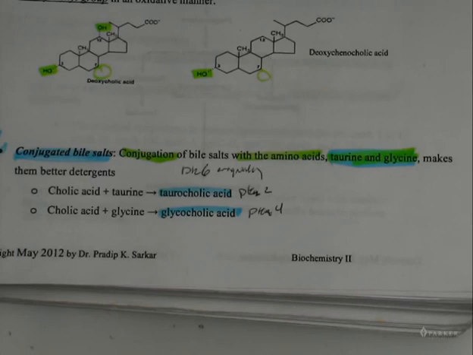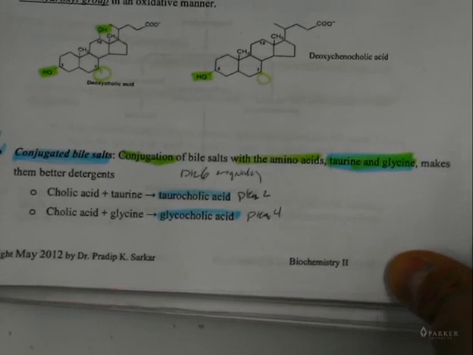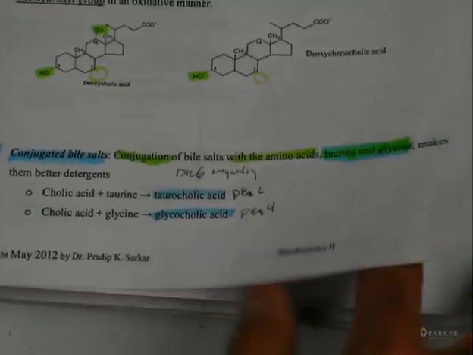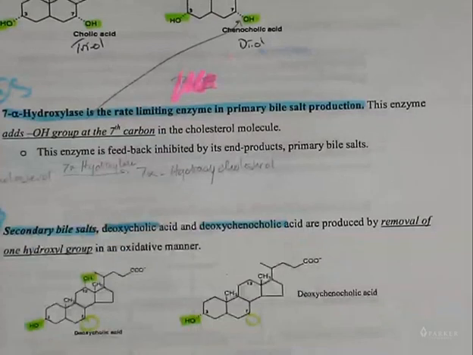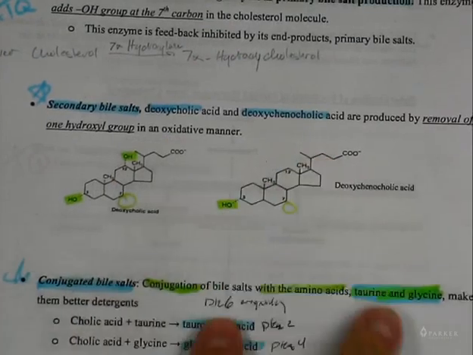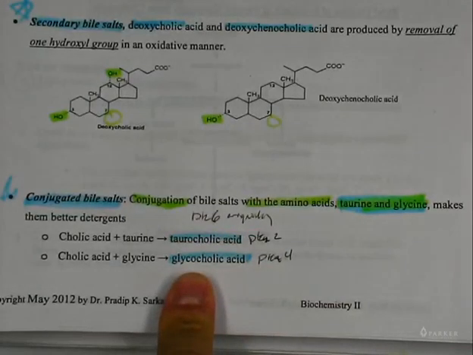Taurine is an amino acid. It's not one of the 21 amino acids that humans use in their proteins, but it is an amino acid, and it's in what? What's taurine in? Red Bull. Energy drinks. So, we have three classes of bile salts that you need to know. Primary, cholic and chenocholic. Secondary, deoxychenocholic and deoxycholic. And conjugated, which is when they add the amino acid to them.